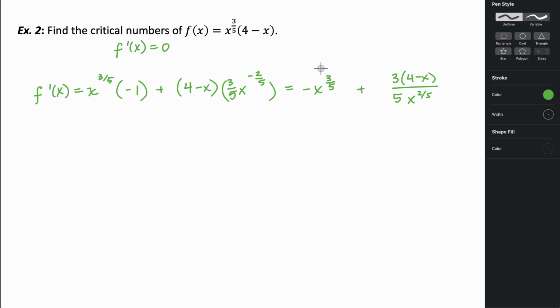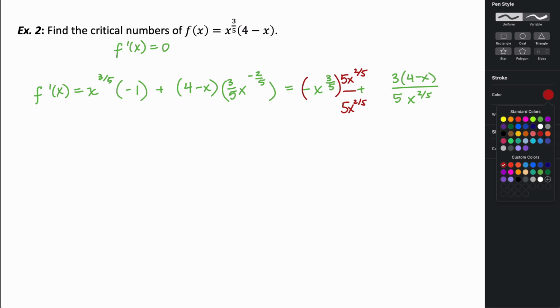Now, to figure out where this is equal to 0, ideally we want to get a common denominator and write this as a single fraction. So I'm going to need to multiply this term here by the denominator here. So we're going to multiply by a 5x to the 2/5 on top and bottom so that we can get this written as a single fraction.